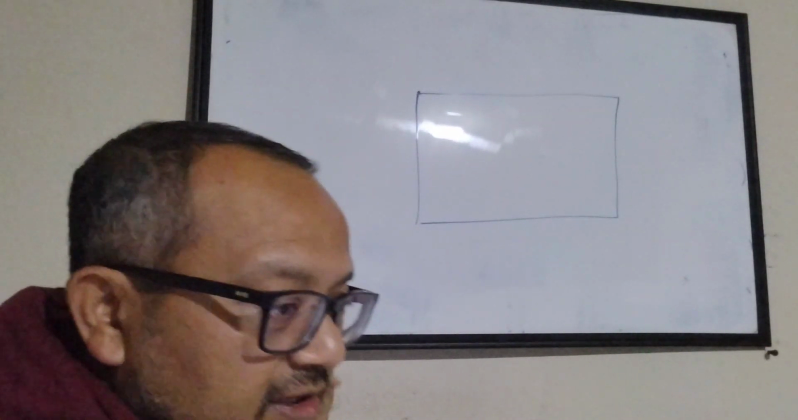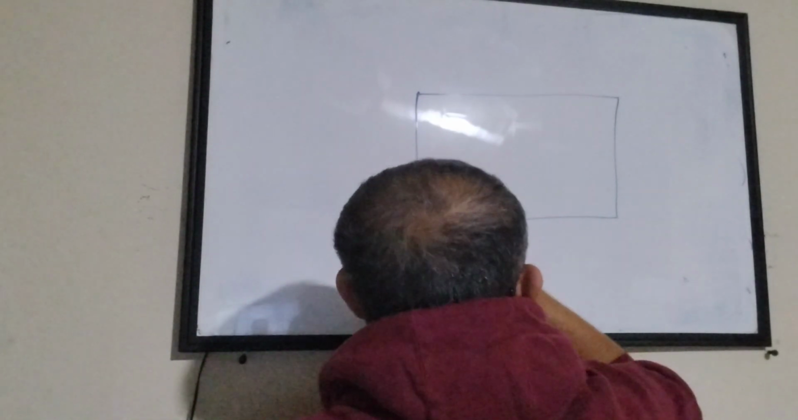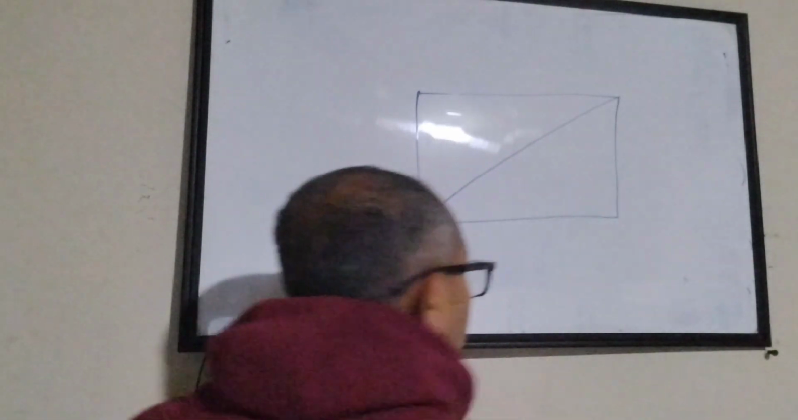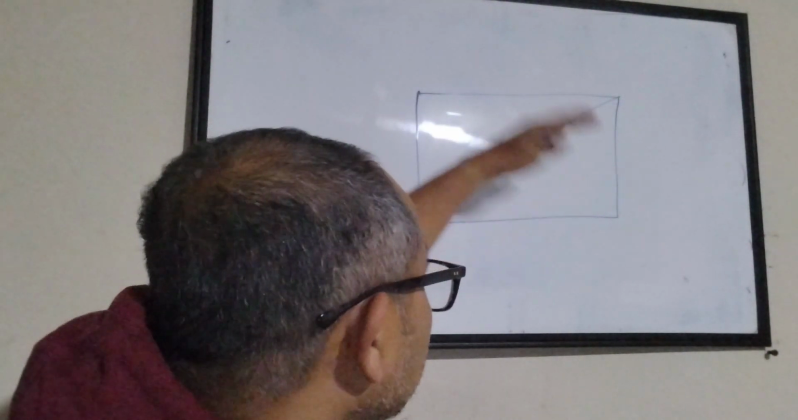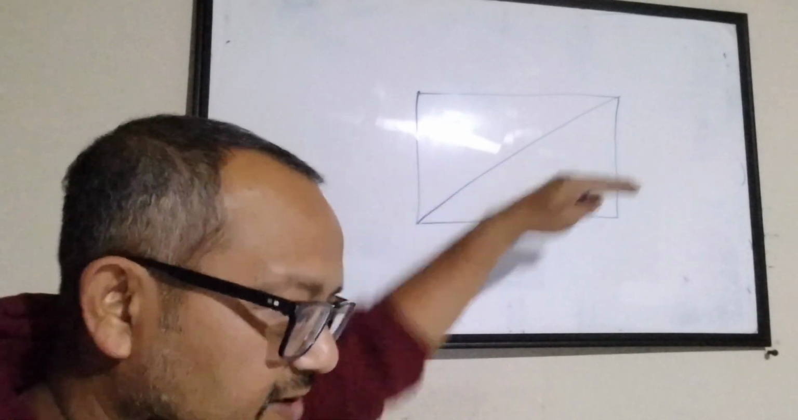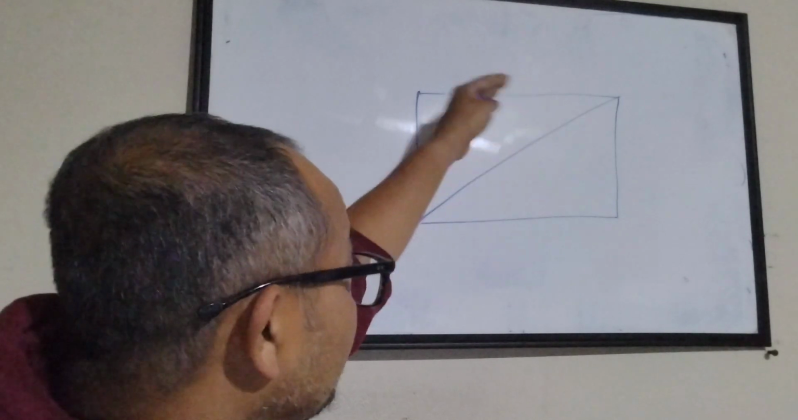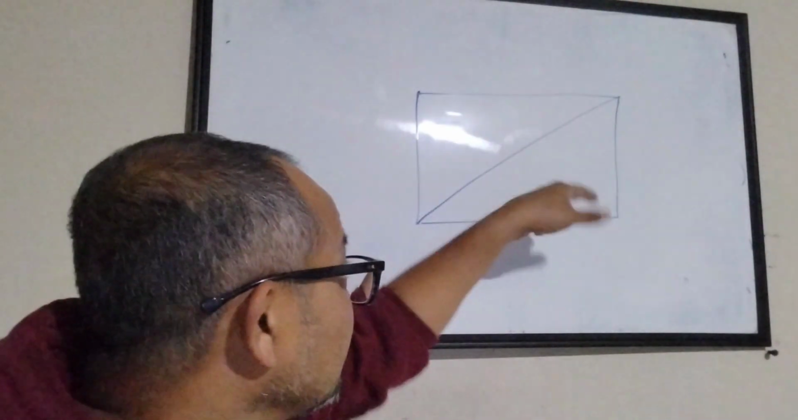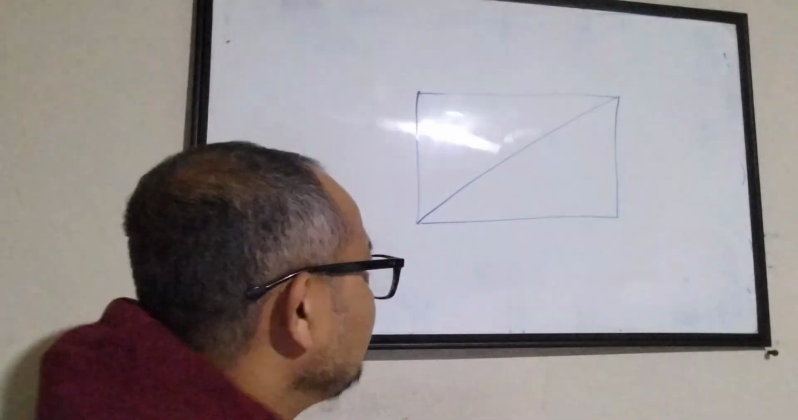This is a rectangle. If I join the two opposite vertices, what do I make? A triangle. I'm splitting that into two right angle triangles. Right angle triangles, okay, yeah. Now, look at these two triangles. Are they the same? Yeah. They are the same, right?